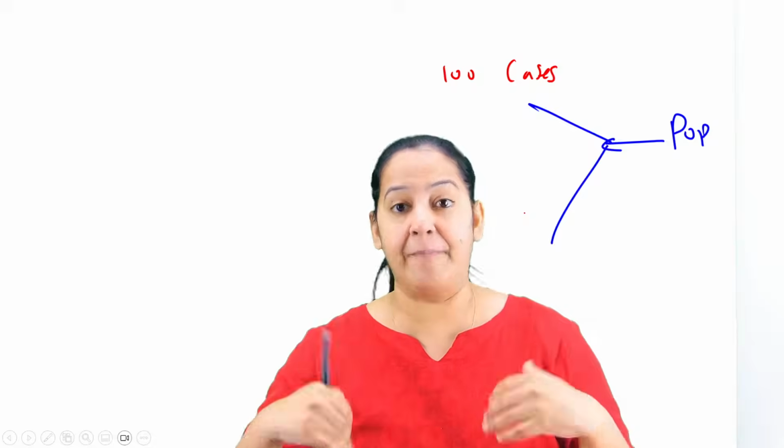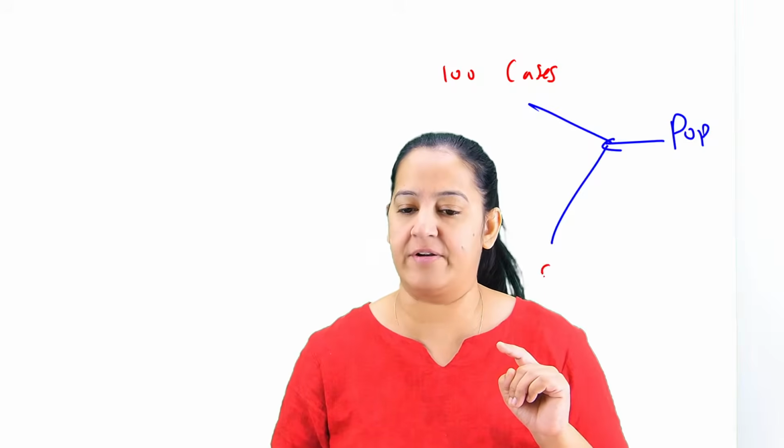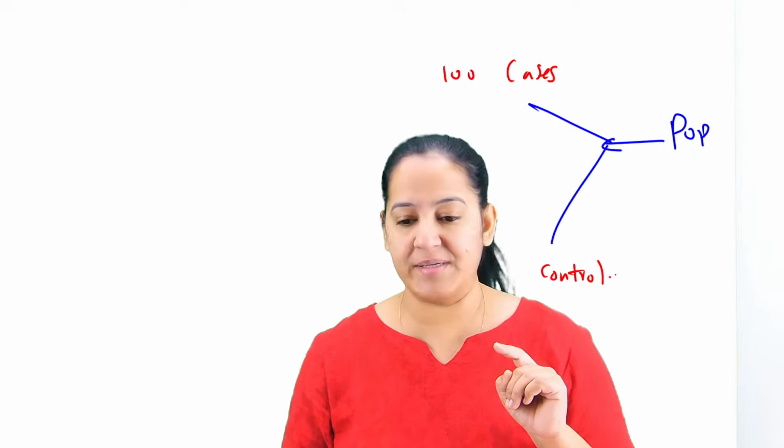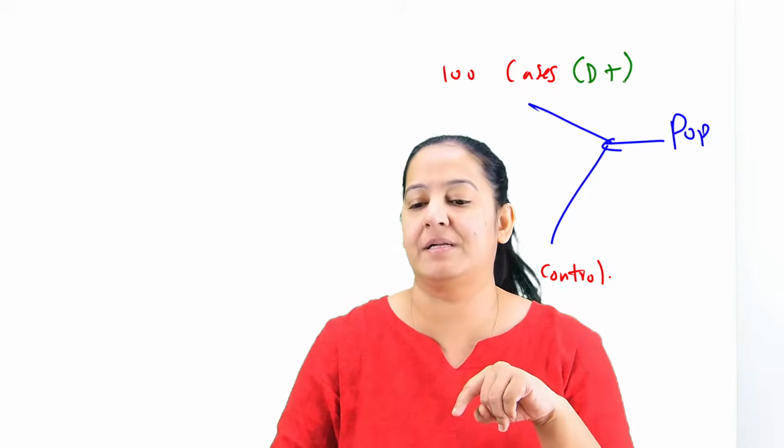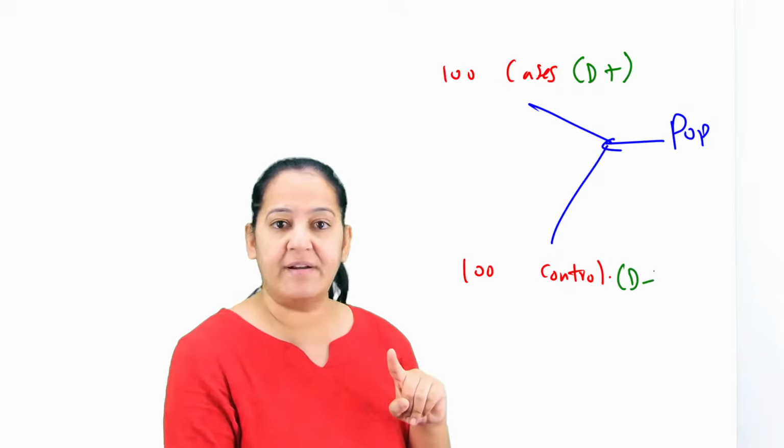Larger the sample, more reliable will be the results. I told you, and we take 100 controls. What is the case? What is the control? Can you tell me the definition of a case? Case is any person in which the disease under study is present. Control is any person in which the disease under study is absent.